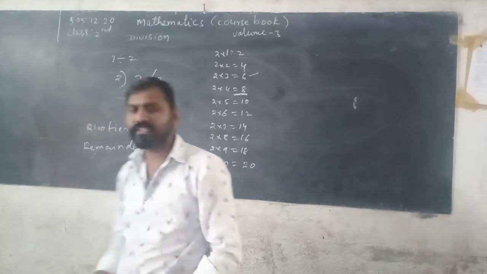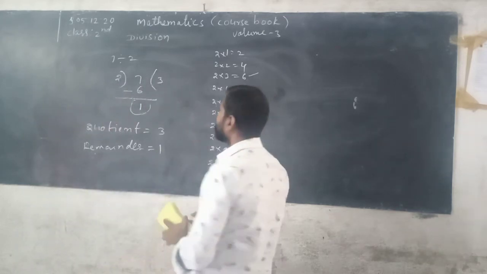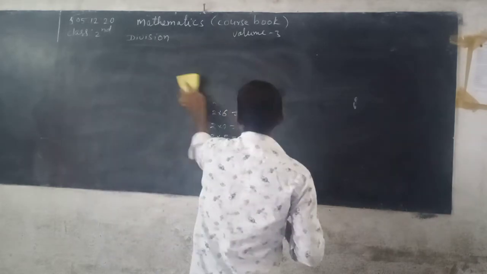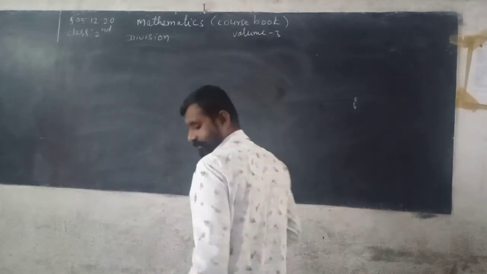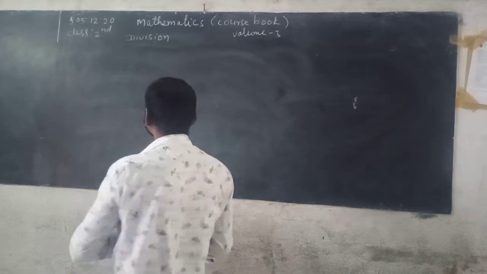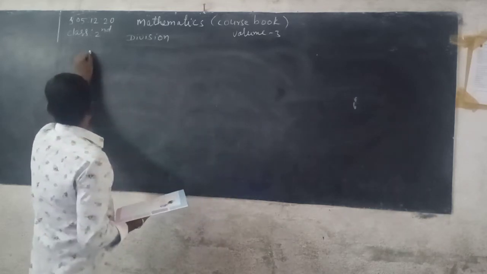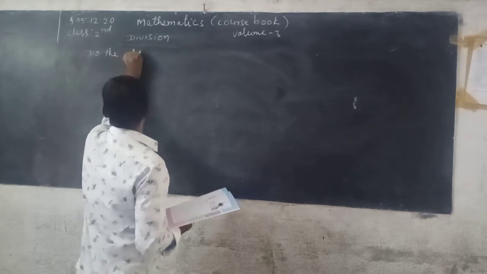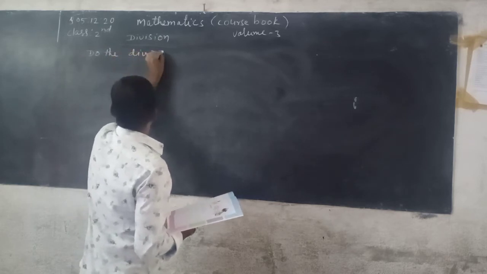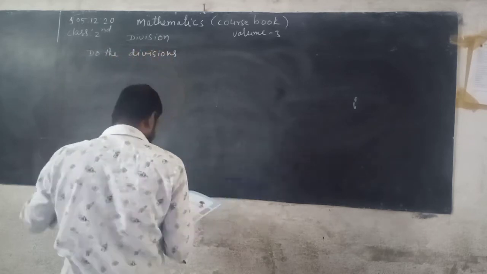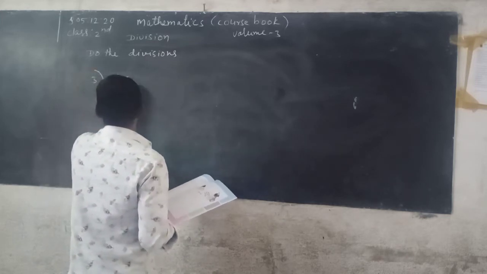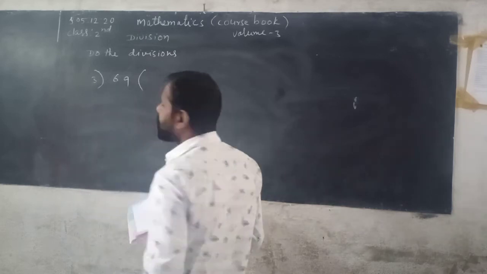See here, now next, let us do the divisions. Everybody listen carefully. Do the divisions. First one, 69 is divided by 3.